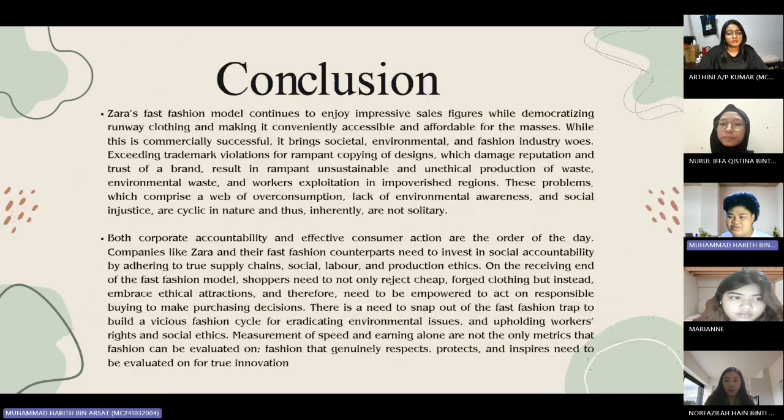So we come to the conclusion that Zara's fast fashion model continues to enjoy an impressive style figure while democratizing runway clothing and making it conveniently accessible and affordable for the masses. While this is commercially successful, it brings societal, environmental, and fashion industry woes, including trademark violations for rampant copying of designs, which damages the reputation and trust of the brand.